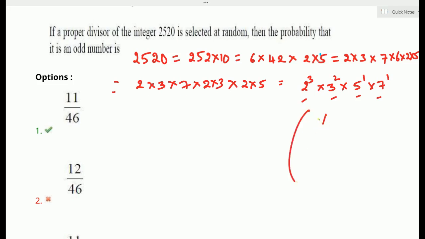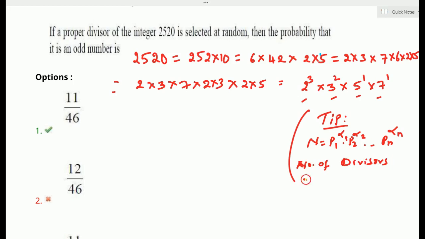So you have to recollect one tip to find the divisors. A number n splits into a product of prime numbers like P1 power alpha 1, P2 power alpha 2, and so on up to Pn power alpha n. The super tip: we take alpha 1 plus 1, into alpha 2 plus 1, into and so on, alpha n plus 1. This product indicates the number of divisors.